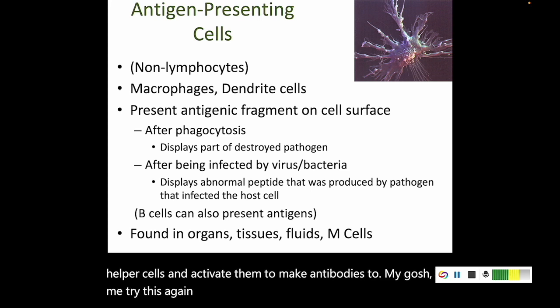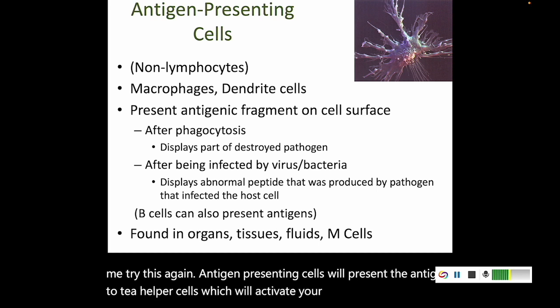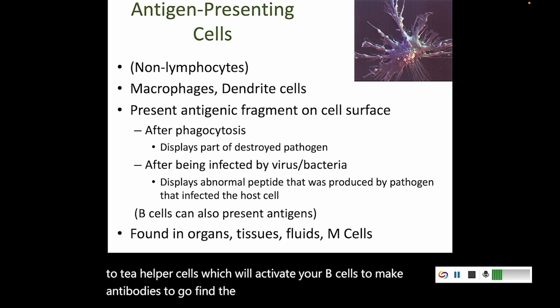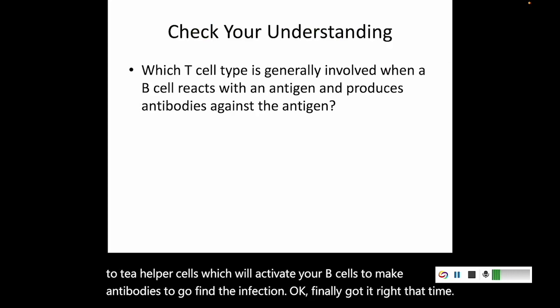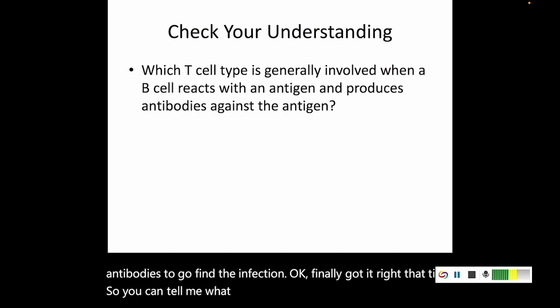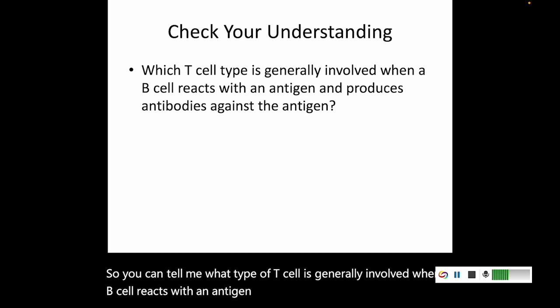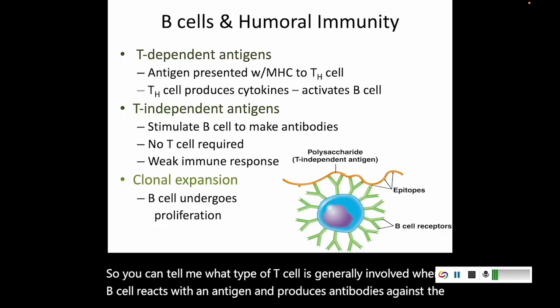Antigen presenting cells will present the antigen to T helper cells, which will activate your B cells to make antibodies to go find the infection. Okay, finally got it right that time. So now you can tell me what type of T cell is generally involved when a B cell reacts with an antigen and produces antibodies against the antigen.